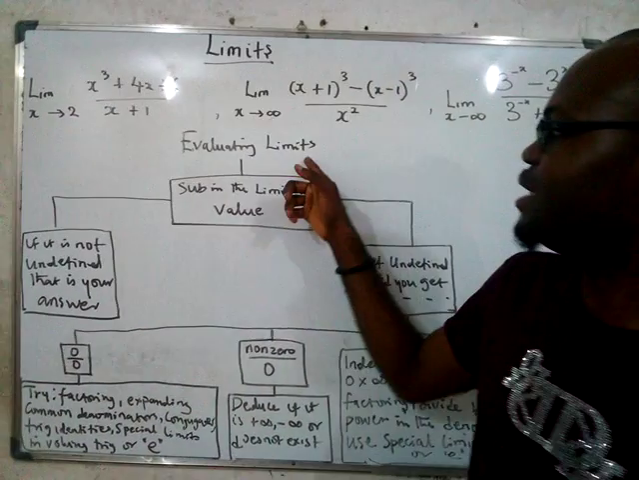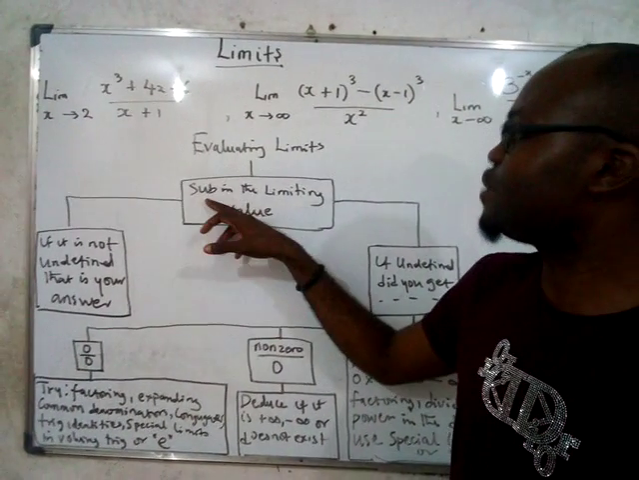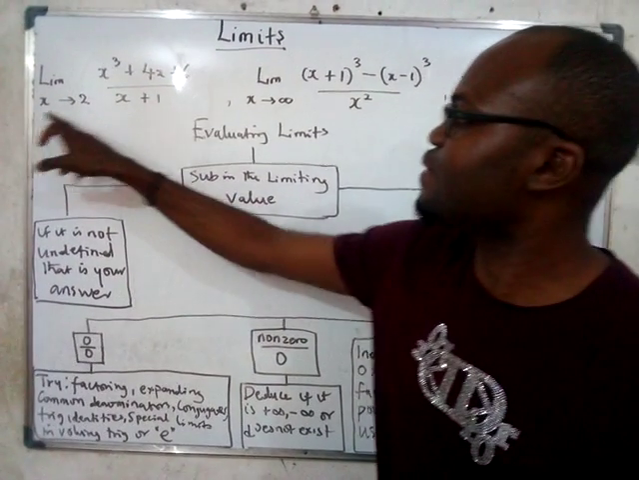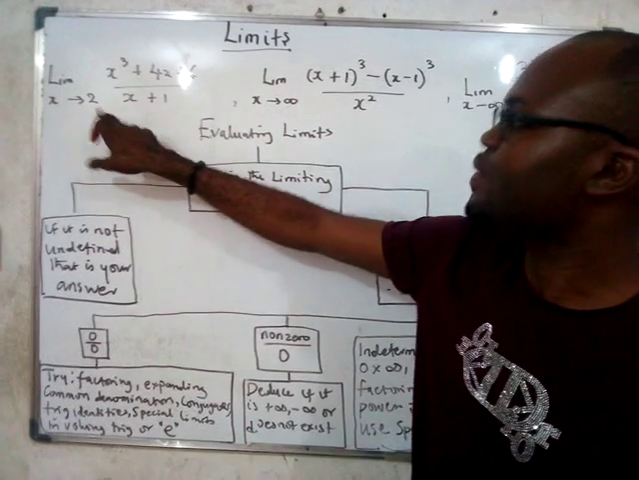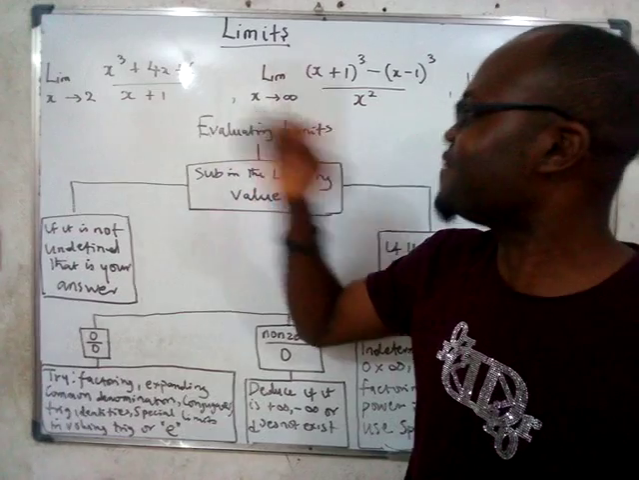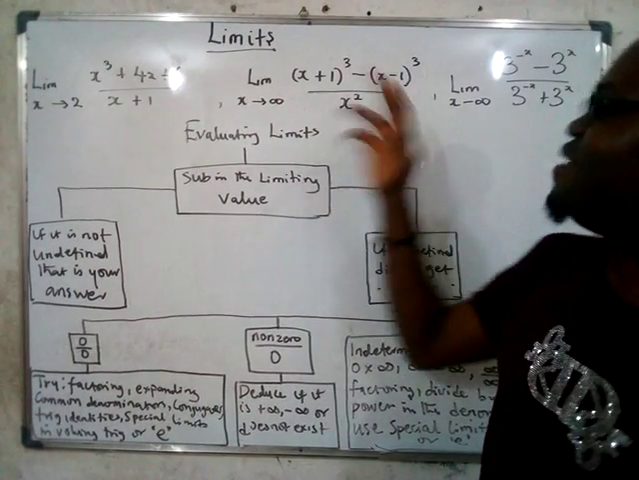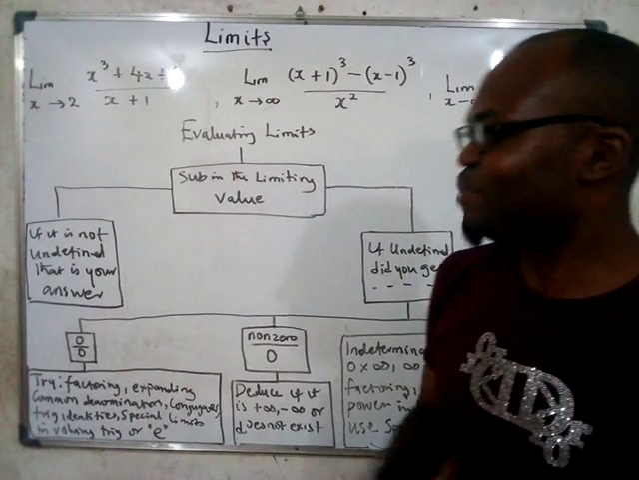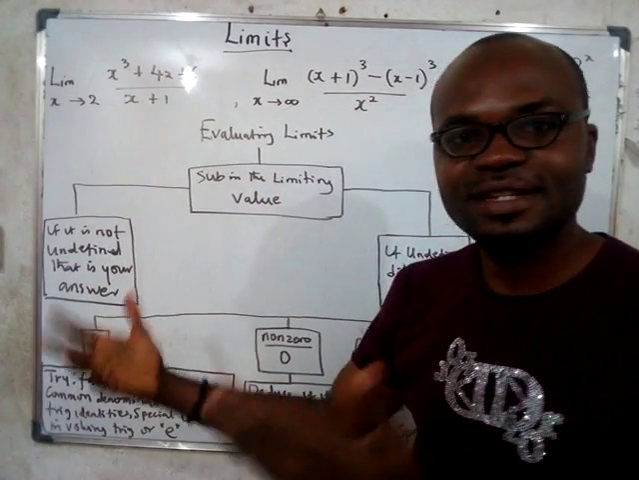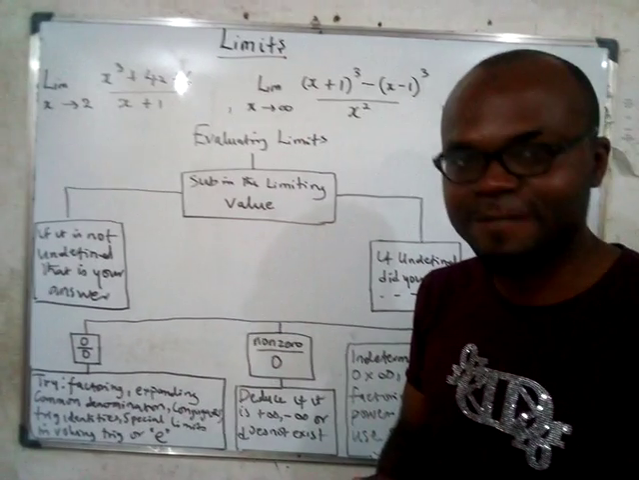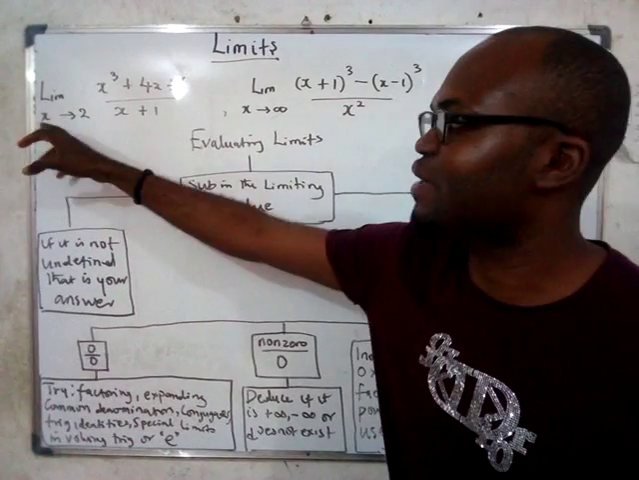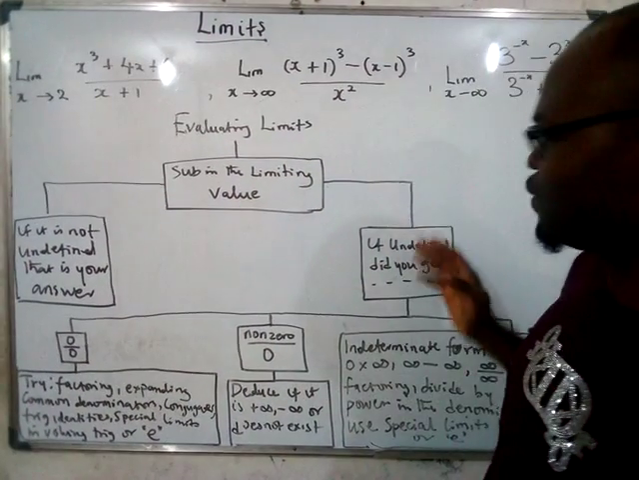Number one, if you want to evaluate limits, substitute in the limiting value that you have here. If you want to get the limit as x approaches 2, anywhere you see x, substitute 2. That's the first thing you do. You do the same for any of these, but when you do it, you can get an undefined form of expression or a normal expression. If you get a normal expression, then that becomes your limit. If you don't, then you have to do other things.